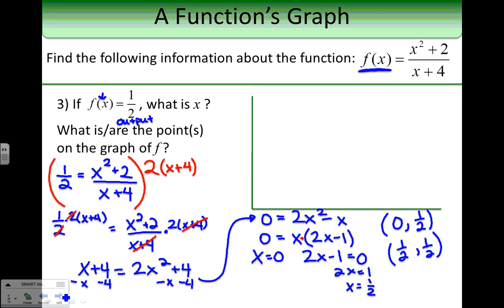Remember, for a function, every input can only have one output. If two x's have the same output, that's okay. We just can't have one input that has two different outputs. If I plugged in 0 to this equation, the only answer I would get is 1/2. If I plugged in 1/2 into the equation, the only answer I would get is 1/2. So this would still be considered a function.